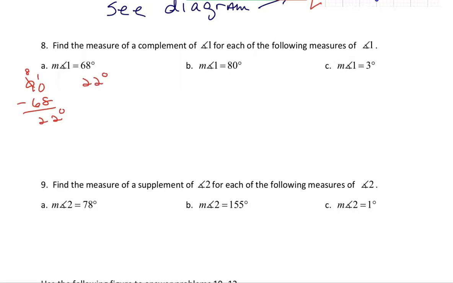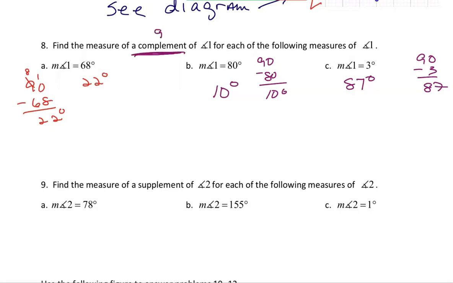Okay, if the measure of angle 1 is 80, the pair has to add up to 90, so I can pretty easily say that 10 degrees will be the complement. Okay? Oh gosh, what if it's only 3 degrees? So then 90 minus 3 is 87. And so the complement would be 87 degrees. And to get the 10 degrees, I said 90 minus 80. Okay, so those are complements. So again, you've got to know that complements are 90 degrees, because if you don't know that, you're not going to be able to attempt that question.